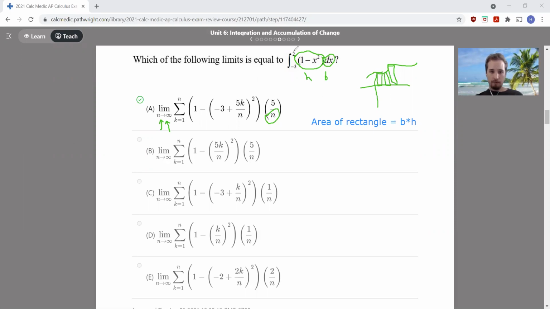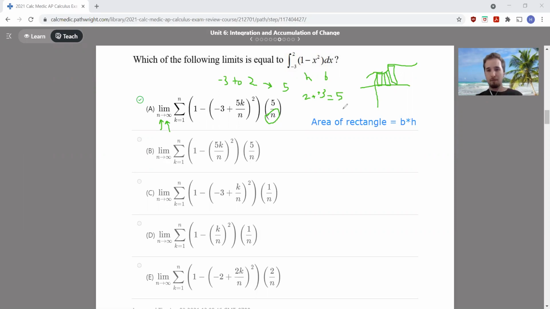We know that we have to go from -3 to 2. So if we have to go from -3 to 2, well, then our total base, the total distance we're measuring, is going to be 5, because 2 minus -3, that's a double negative, so it becomes a positive, is equal to 5.